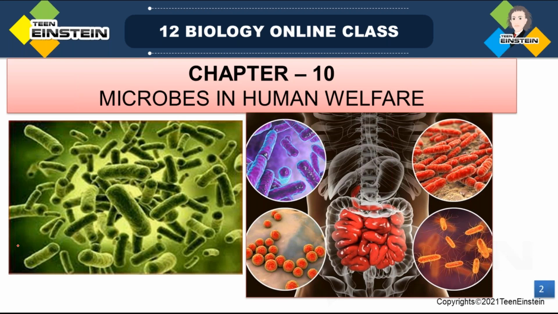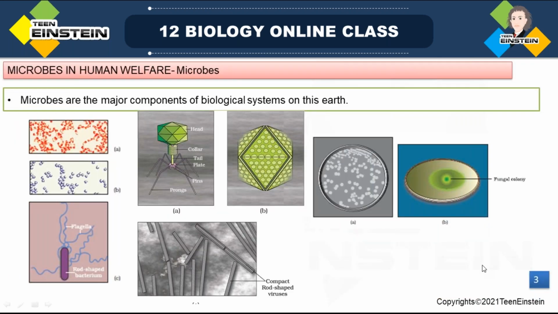Microbes, have you heard about microbes? What are microbes actually? They are single celled organisms and we cannot see them with naked eyes. Microbes are single celled organisms and they have a very minute structure, or they are invisible to the naked eyes.